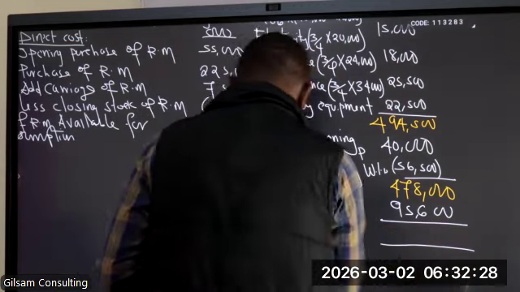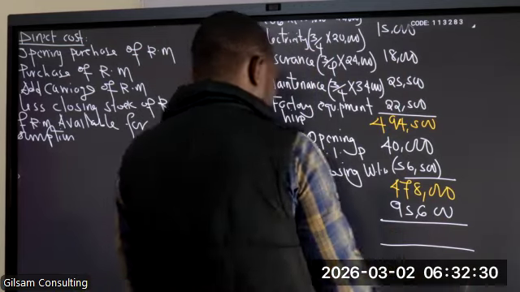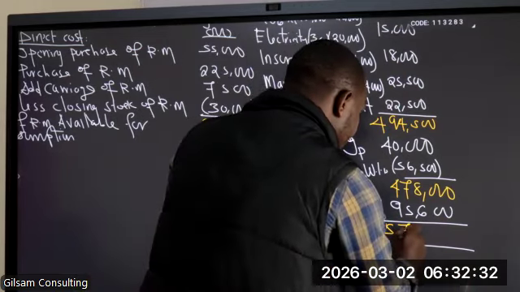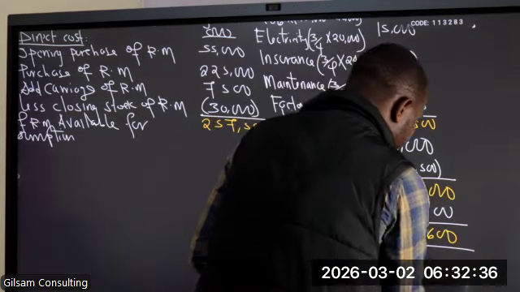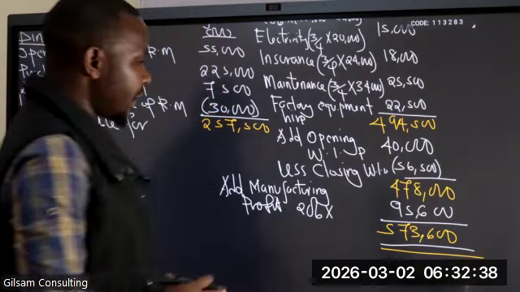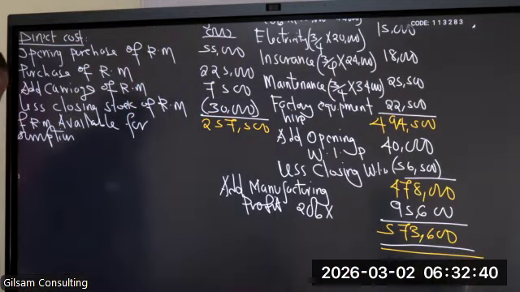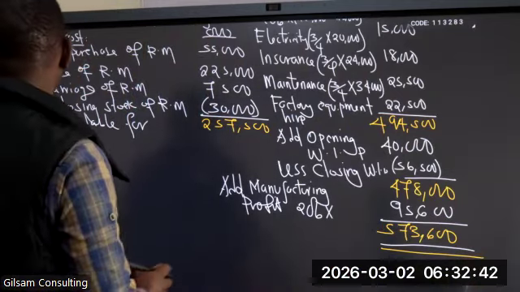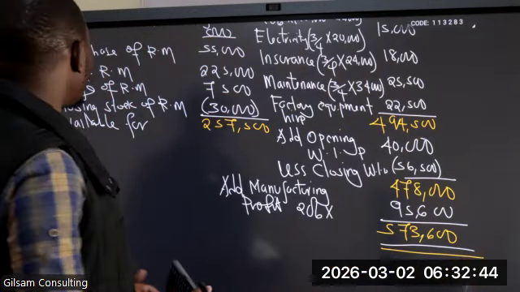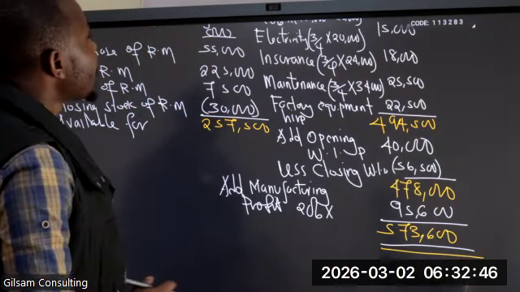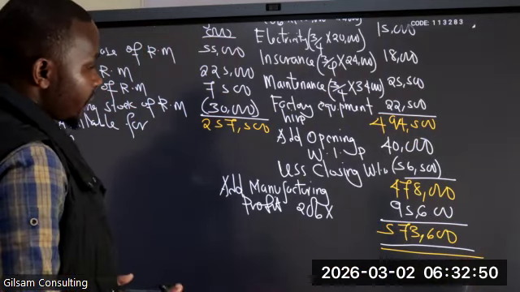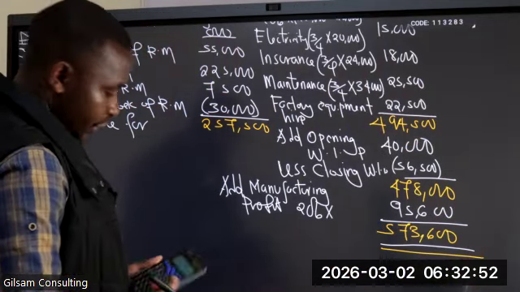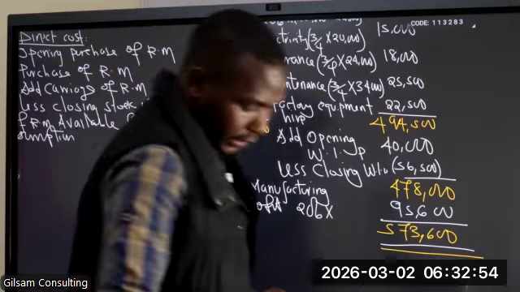To get the total cost, 95,600 plus 478,000, the total cost is 573,600. So that is the cost of goods transferred, the total cost to transfer to the normal trading account.